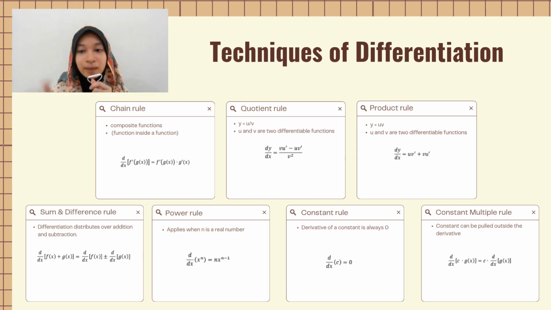Next one, we have the sum and difference rule. So differentiation distributes over addition and subtraction. The next one, we have the power rule. The power rule applies when n is a real number. So basically, when in the question we have a function with a power, and the power is a real number, we use the power rule to solve the question. The next one, we have the constant rule. The constant rule is where the derivative of a constant is always 0. Last but not least, we have the constant multiple rule. It can be pulled outside the derivative. So in this topic, we have 7 different techniques of differentiation.